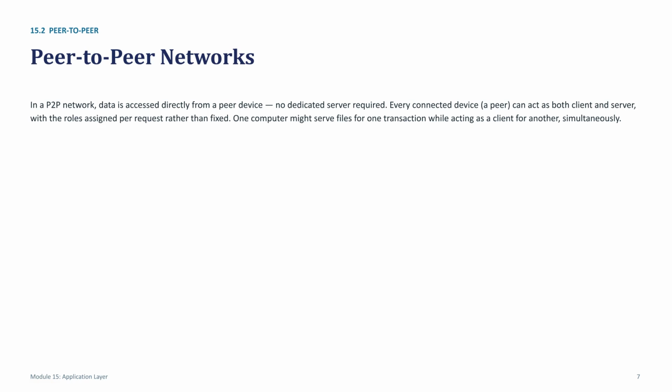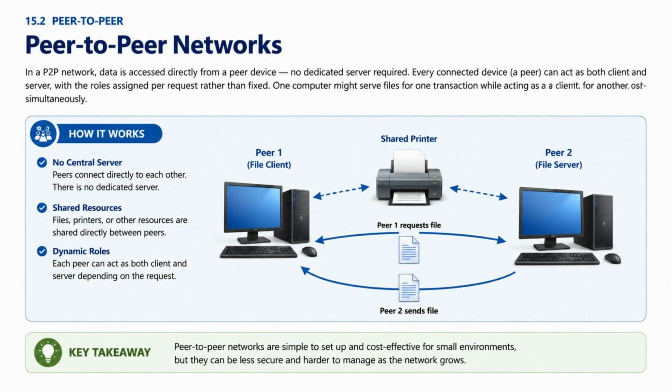In a P2P network, no dedicated server is required. Data comes directly from a peer device. Every connected peer can act as both client and server, with roles assigned per request rather than fixed. The diagram shows one computer serving files for one transaction, while simultaneously acting as a client for another. Roles aren't static, they flip based on what's being requested.